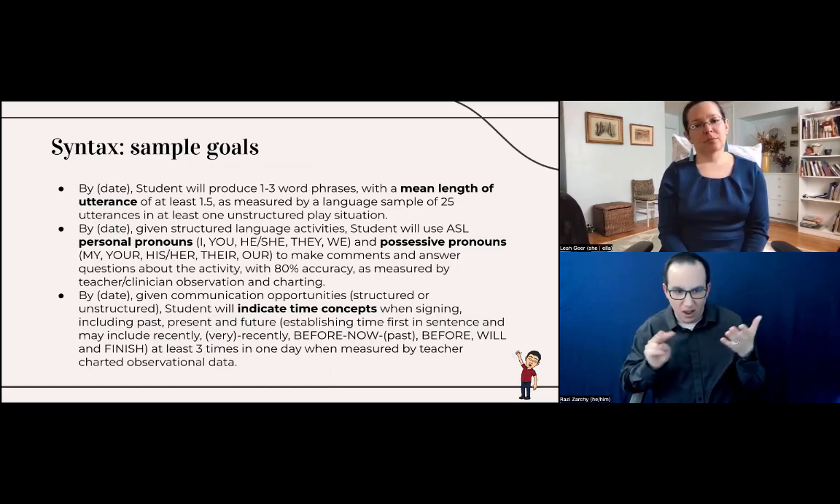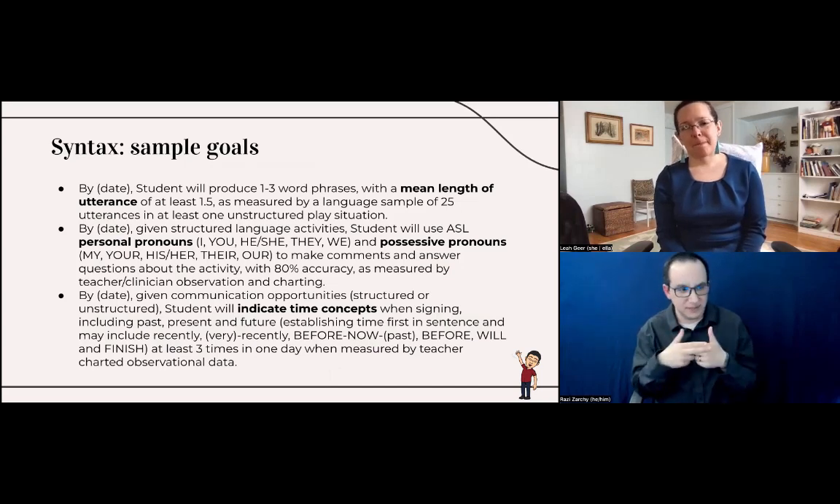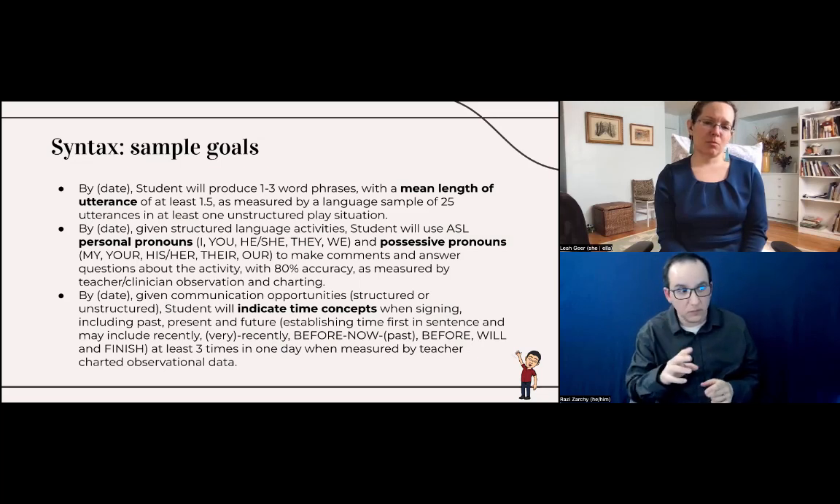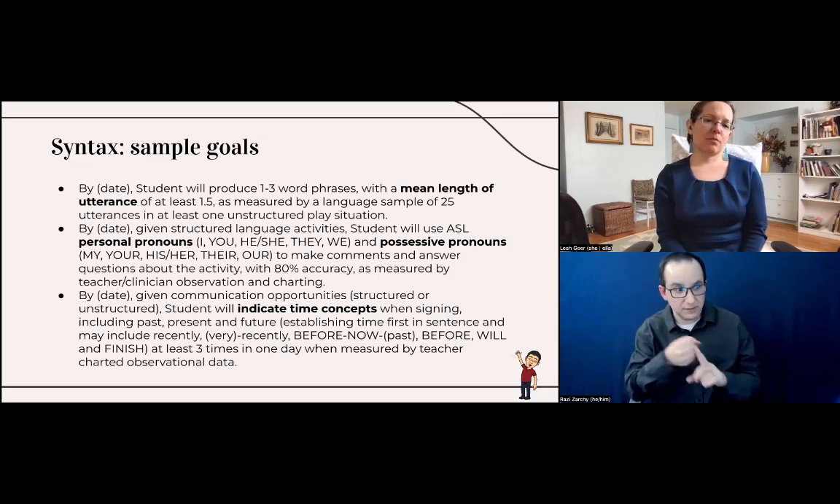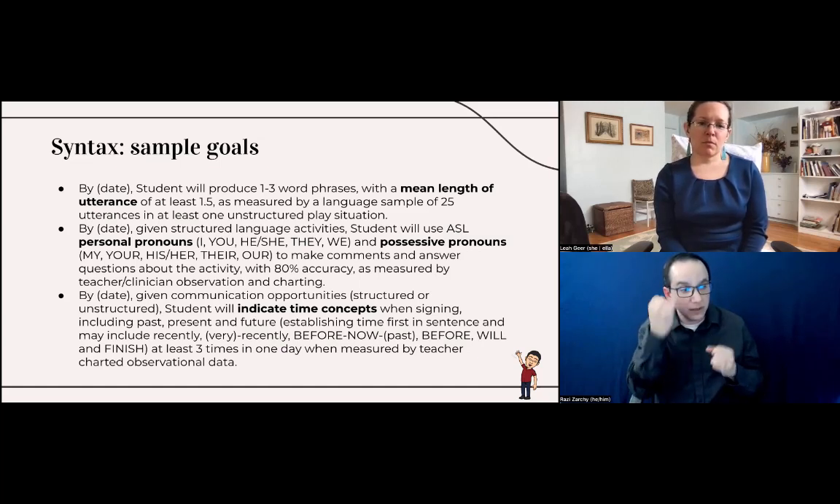So goals for syntax. I won't read all of this or go into all of this. You can check these slides out later. But some examples of goals are MLU, as you can see here on the slide. Yep, mean length of utterance. Thank you. Yep, MLU, mean length of utterance.